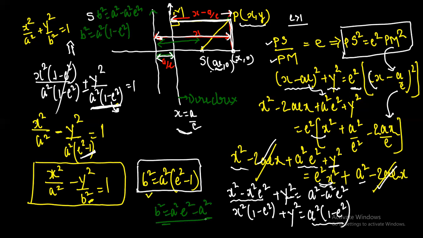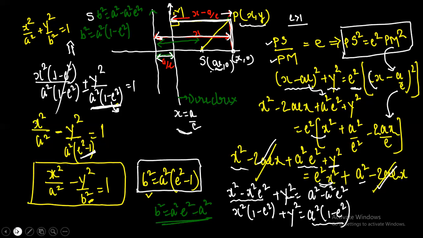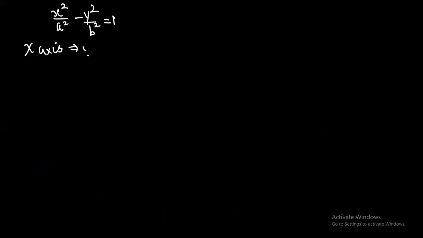Now we are going to draw the graph of hyperbola. The equation of hyperbola is x square by a square minus y square by b square. Let's find where it intersects the x-axis. For x-axis, y coordinate is 0. So it becomes x square by a square is equal to 1. And x is equal to plus minus a.